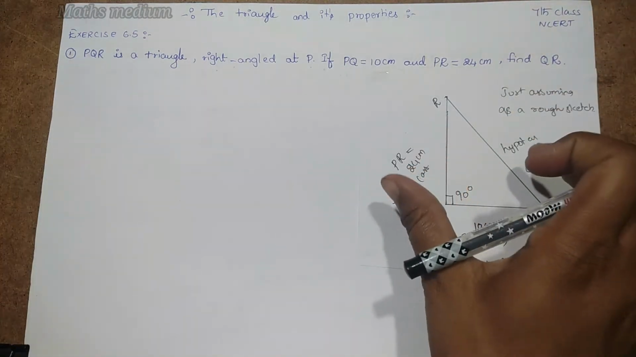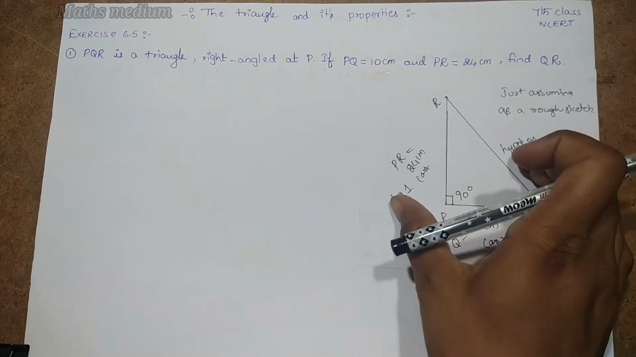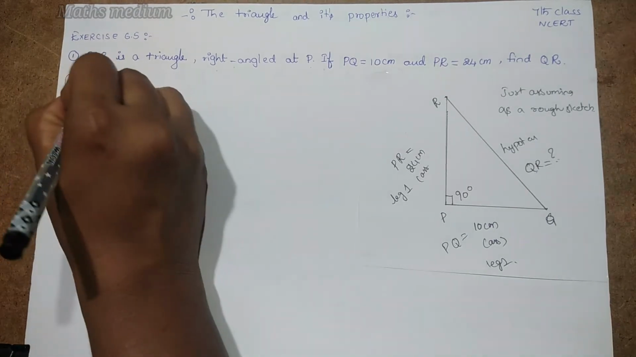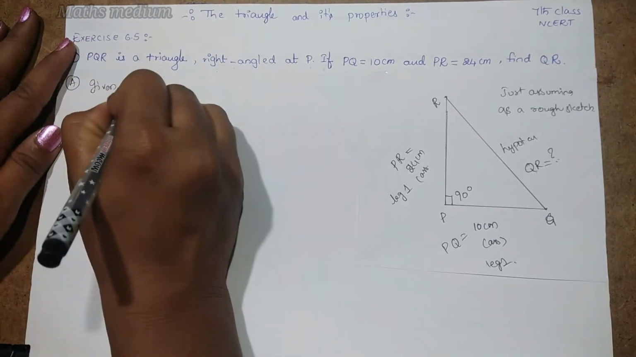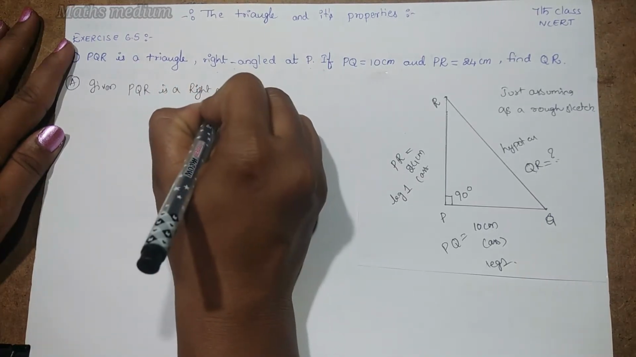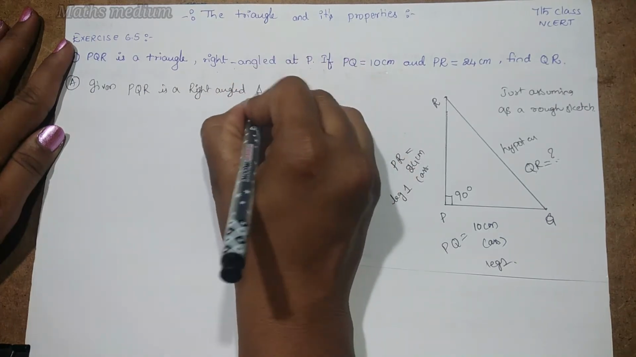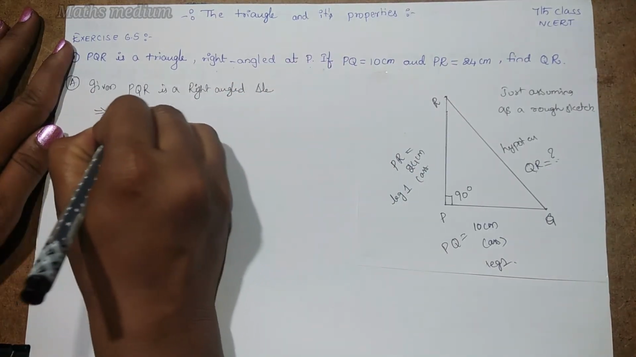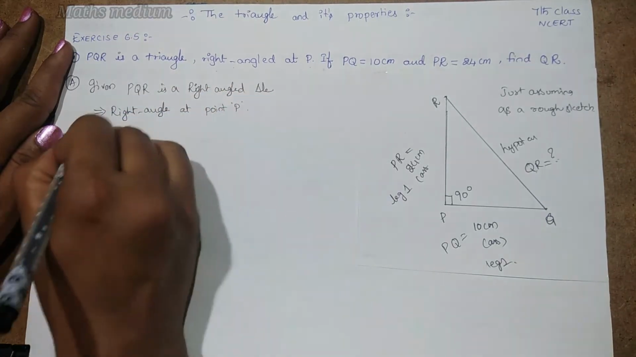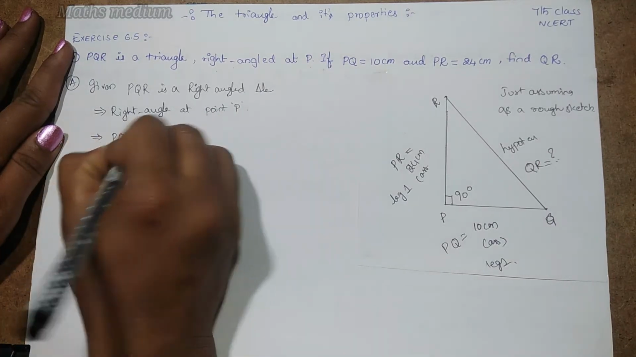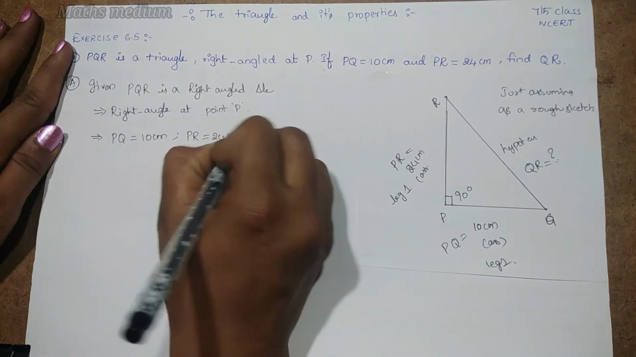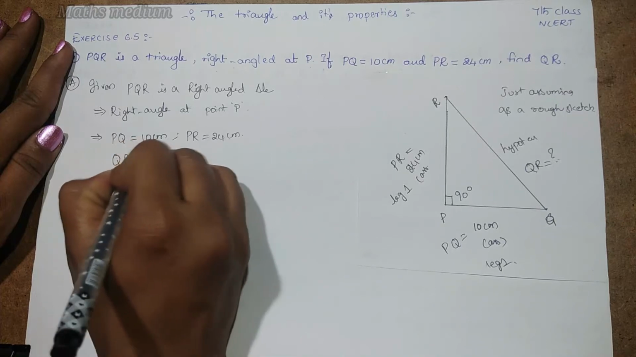We know the Pythagoras property of a right angle triangle. By using that property, we are going to solve this problem. So let's start here. Given: PQR is a right angle triangle, right angle at point P, and also given PQ is equal to 10 centimeters, PR is equal to 24 centimeters. Now QR is equal to how much?